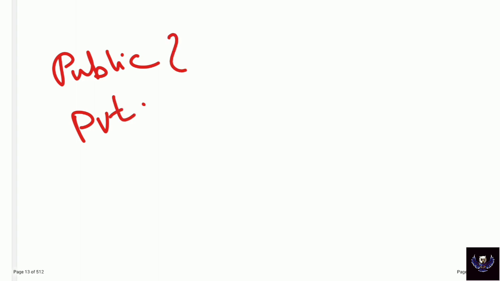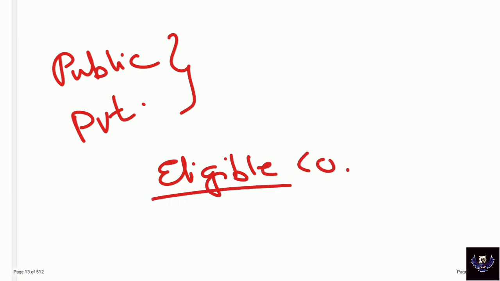And one more area you should be careful about: public offer and private placement. And also in case of deposit, eligible company. This is an important topic. What are the limits for an eligible company, and who can be called an eligible company? How much deposit can they accept?